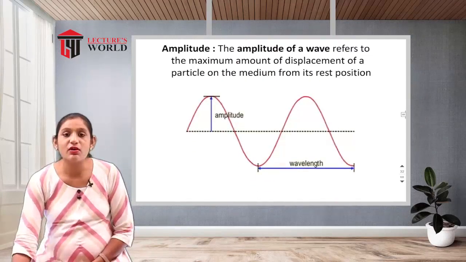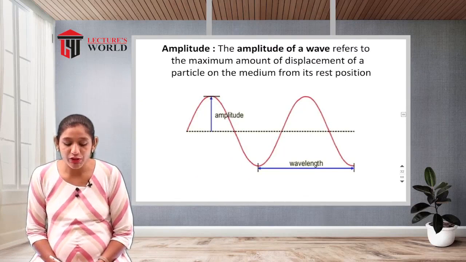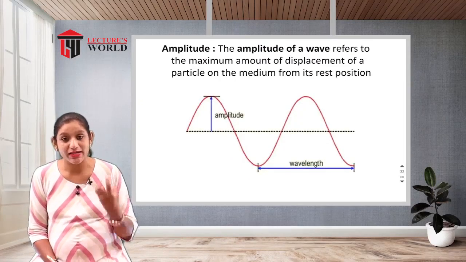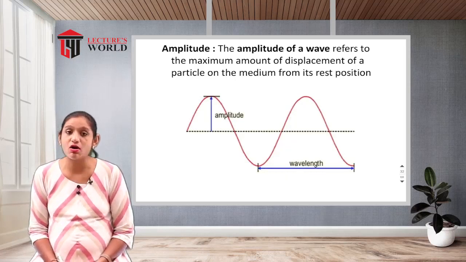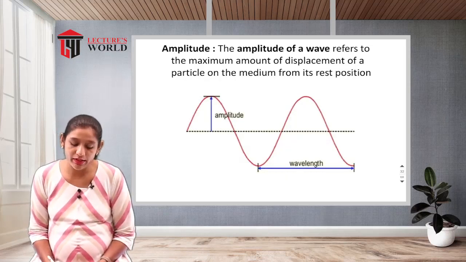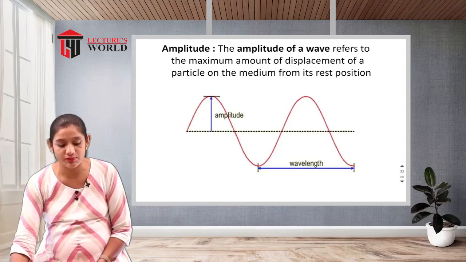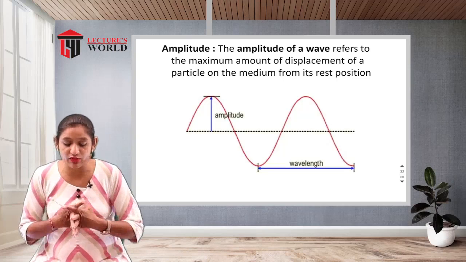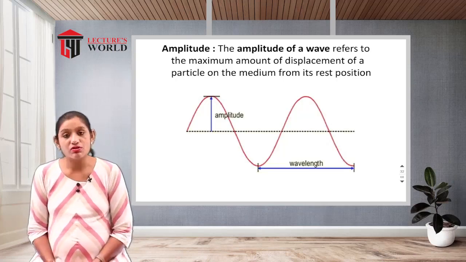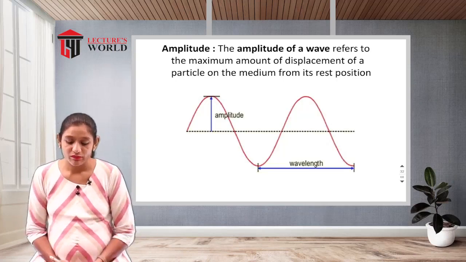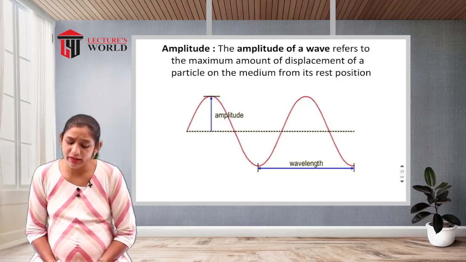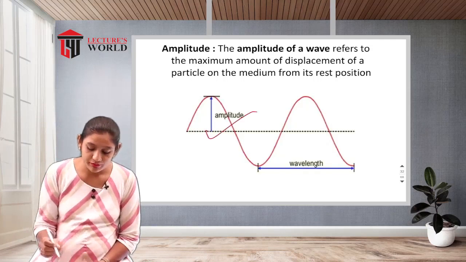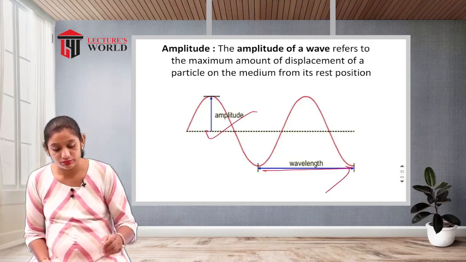Amplitude. What is called amplitude? The amplitude of a wave refers to the maximum amount of displacement of a particle in the medium from its rest position. This is the amplitude and this is the wavelength. Okay.